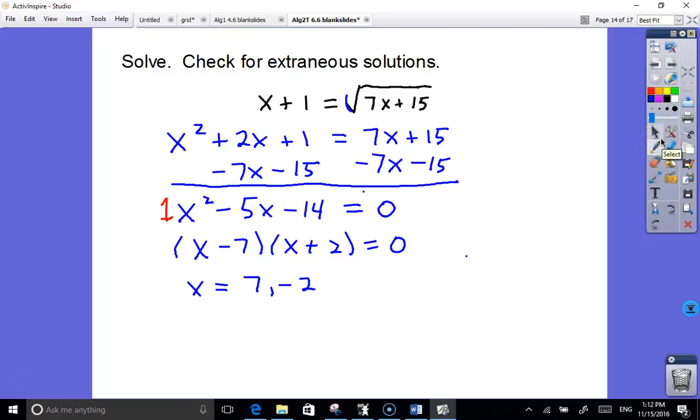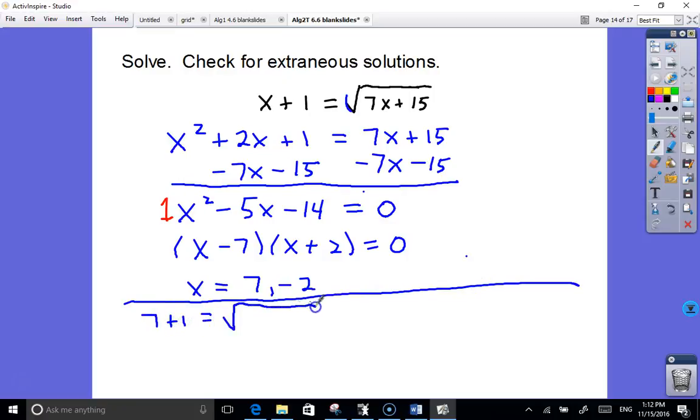Okay, so in the original equation, if I put in the 7, I would get, I'm going to do it down here, 7 plus 1 equals the square root of 7 times 7 plus 15. So 8 equals the square root of 64. And that is going to be a check. That works. Okay, now we try the negative 1.